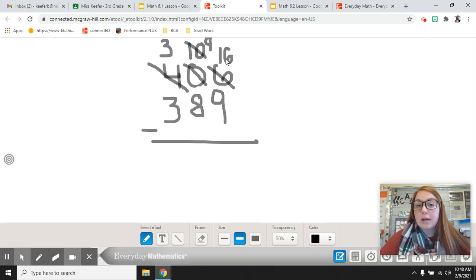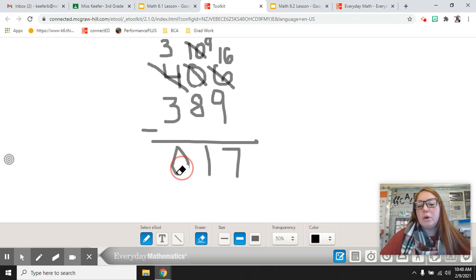So now you just subtract down. You do 16 minus 9, 9 minus 8, and 3 minus 3. So 16 minus 9 is 7. 9 minus 8 is 1. And then 3 minus 3 is 0. You could put a 0 there, or you don't have to if you know that that is just a placeholder. So 406 minus 389 would equal 17.